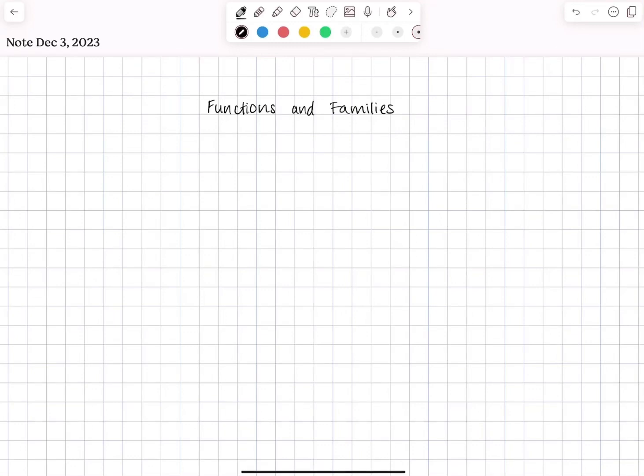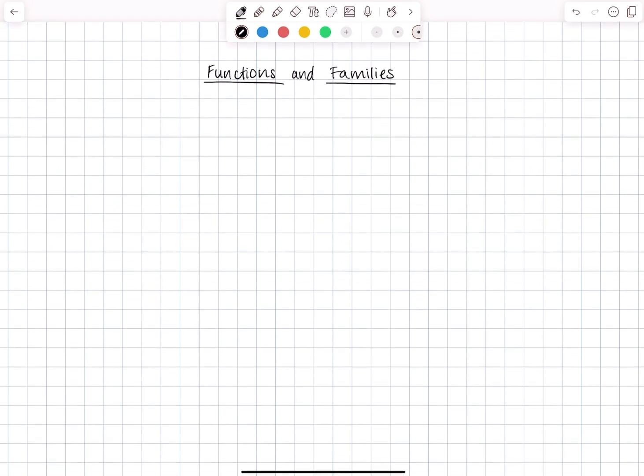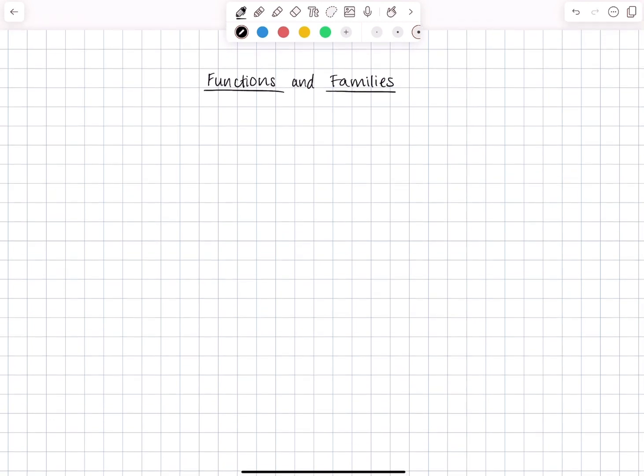Hey guys, in this video we're going to be looking at functions and families for graphs. So we have 6 different types that we're going to review in this video. So the first type is linear. And we've looked at these types of functions a lot.